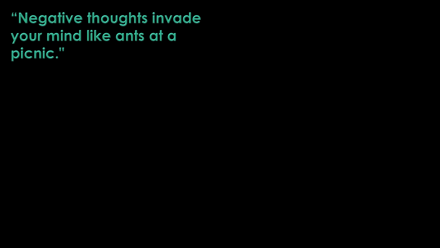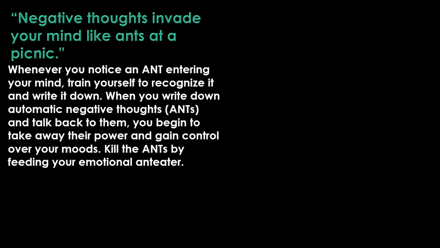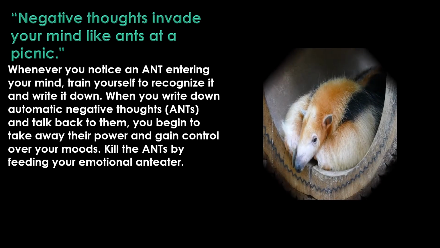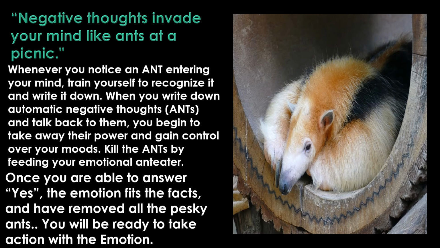Negative thoughts invade your mind like ants at a picnic. Whenever you notice an ant entering your mind, train yourself to recognize it and write it down. When you write down automatic negative thoughts, or ants, and talk back to them, you begin to take away their power and gain control over your moods. Kill the ants by feeding your emotional anteater. Once you are able to answer yes, the emotion fits the facts, and have removed all the pesky ants, you will be ready to take action with the emotion.